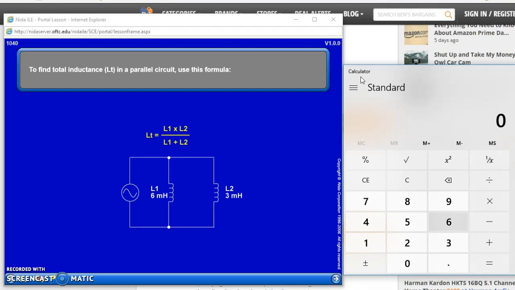So if I say 6 reciprocal plus 3 reciprocal equals, and get the reciprocal of that, I get the same answer. So either way I get 2, whether I do product over sum, whether I do reciprocal, that's up to you. The reciprocal is easier to me when you have more than 2 in parallel.